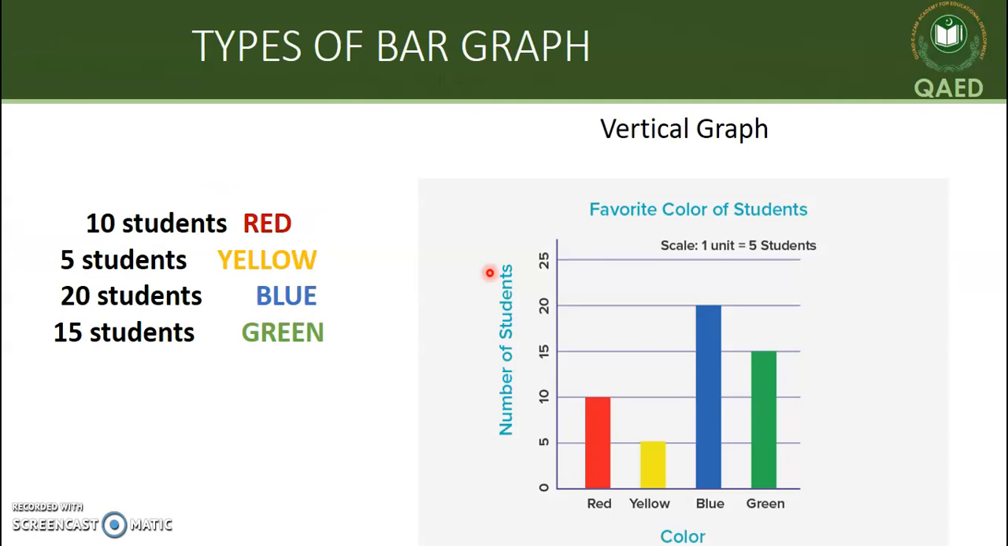Let's go back to our example and look. By looking at this bar graph, you can instantly tell what the most favorite color in the class is, and that is blue, because it is obvious that blue is the largest bar. What is the least favorite color in the class? It is yellow, and you can instantly tell it by looking at the bar graph. So this is the practical use of the bar graph.